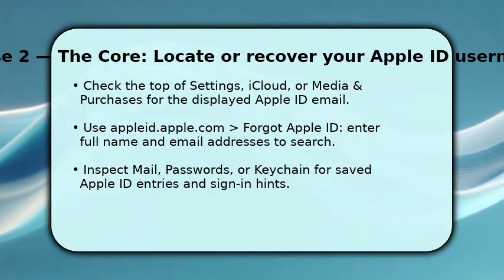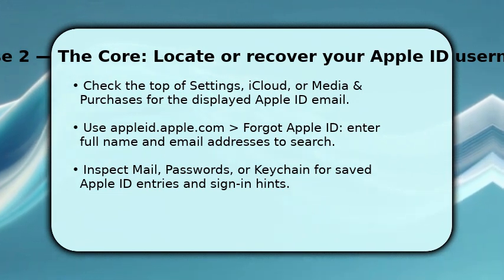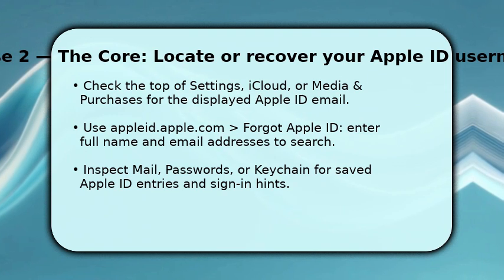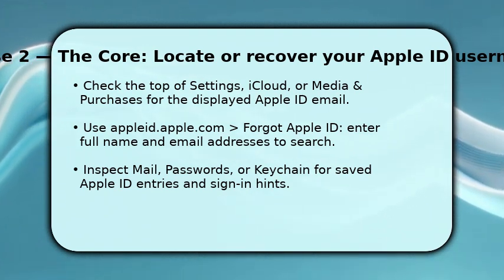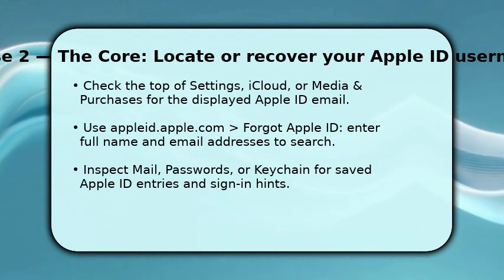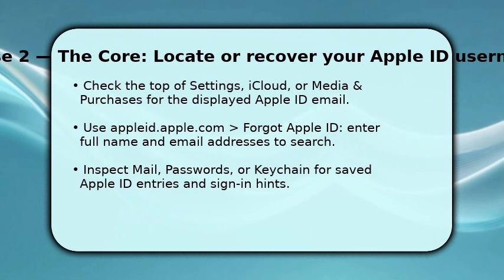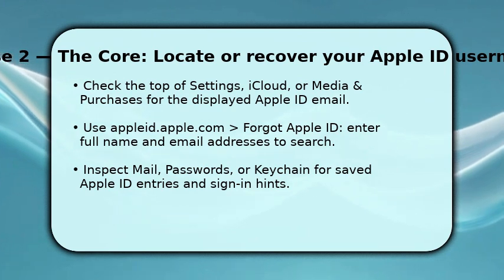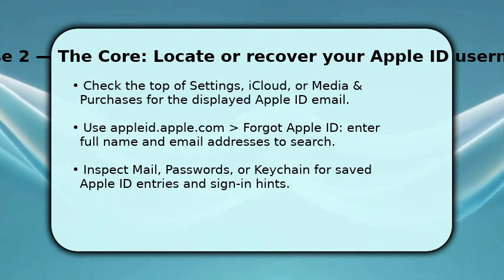On device settings, the Apple ID username appears as an email under your profile. Write it down. If it's not visible, choose Forgot Apple ID on Apple.com and enter your full name plus any candidate emails. The system will suggest matches. Also, make sure to check saved passwords or keychain on your devices because browsers and password managers often store the exact Apple ID. Once done, you'll have either the confirmed username or a short list to test.